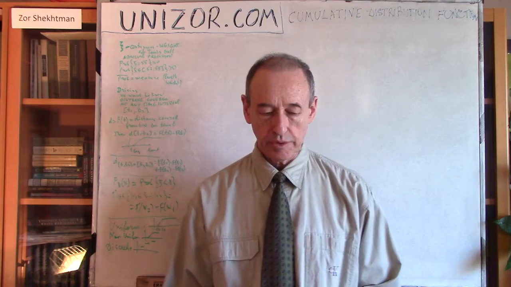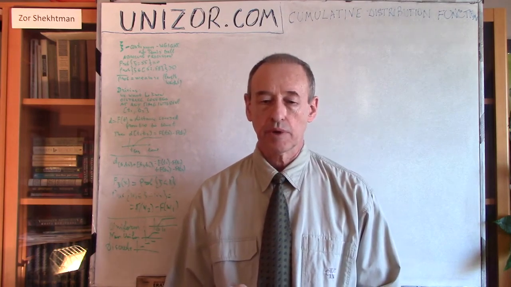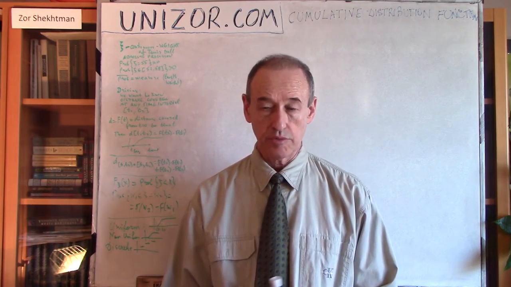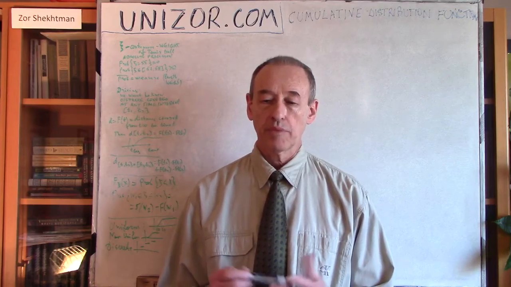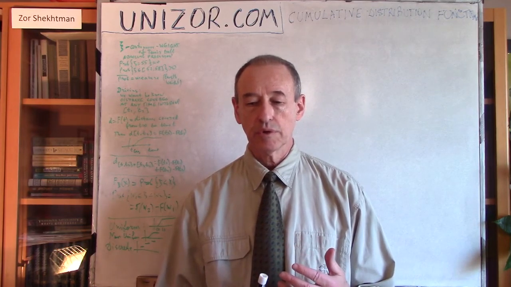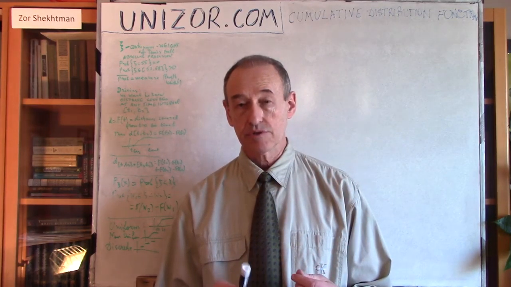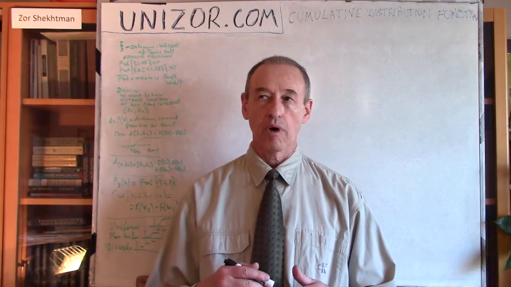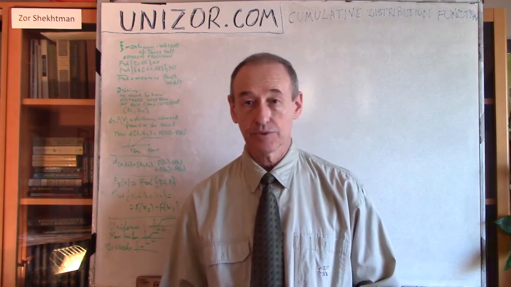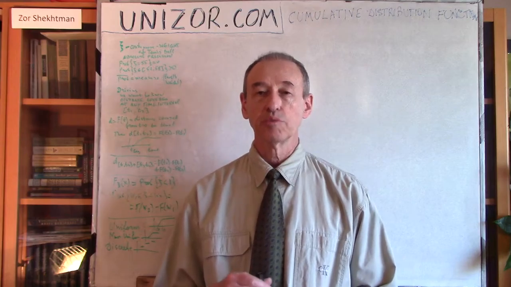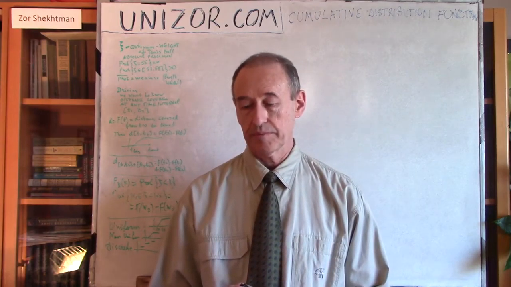I would like to continue talking about random variables with continuous distribution. Primarily, I would like to explain how to describe the distribution in more mathematical terms using the cumulative distribution function.